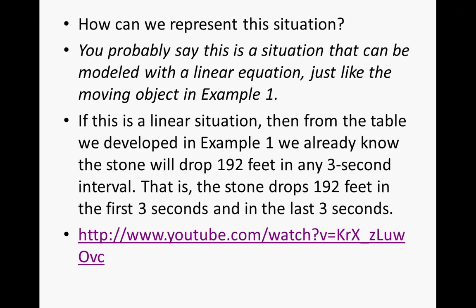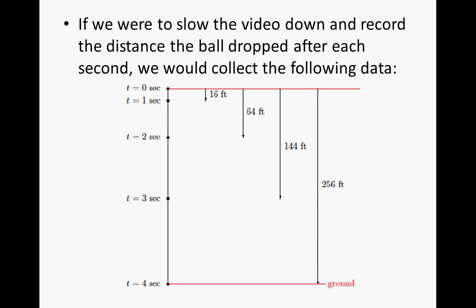Alright, so you've seen a model of that. If we were to slow the video down and record the distance the ball dropped after each second, we would collect the following data. If we were to slow this down and stop it, we could measure that from 0 to 1 second it dropped 16 feet, from 0 to 2 seconds it dropped 64 feet, from 0 to 3 seconds it dropped 144 feet, and from 0 to 4 seconds it fell and hit the ground at 256 feet.